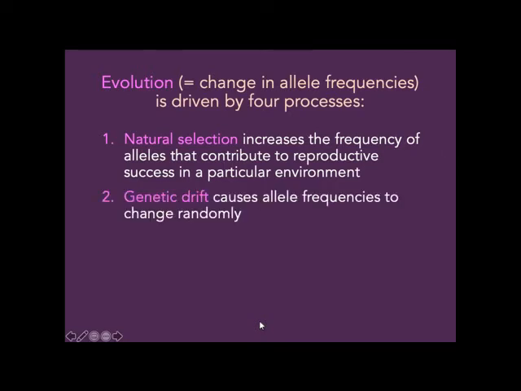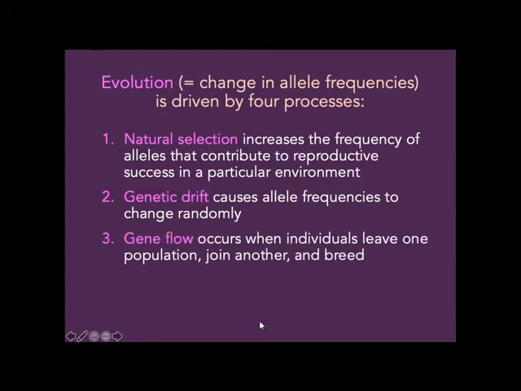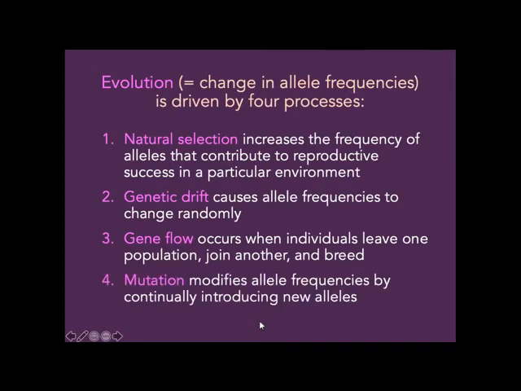Second is genetic drift, and I'll talk more about what this is in a minute, but this is a process that causes allele frequencies to change randomly, not because they're better or worse, just randomly. Third, gene flow occurs when individuals leave one population and join another and then breed, like migration. And the fourth one is mutation, which modifies allele frequencies by continually introducing new alleles.